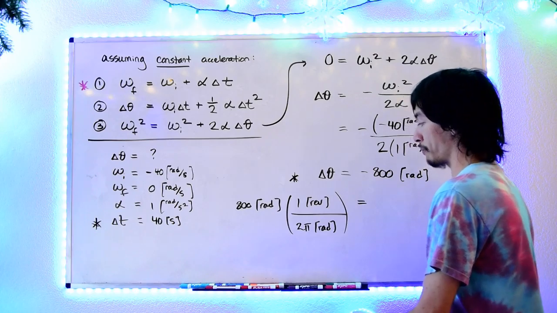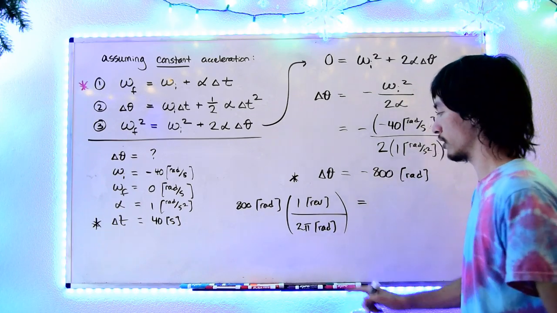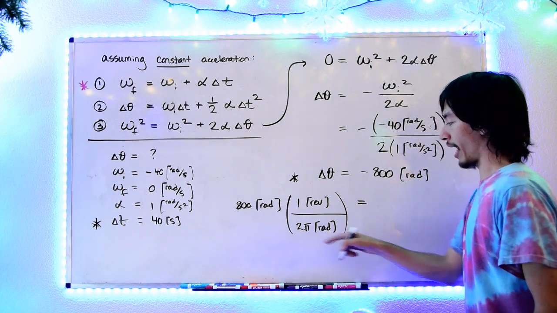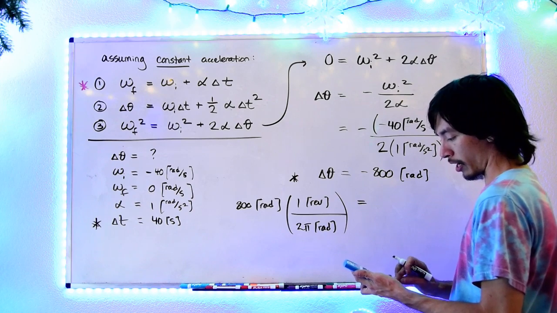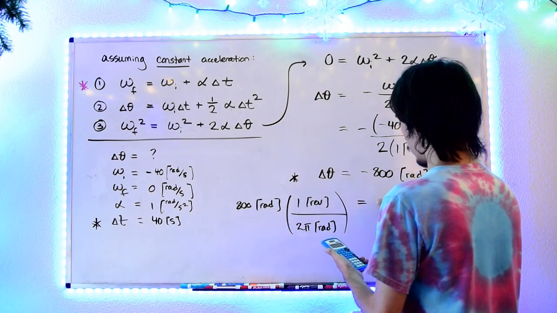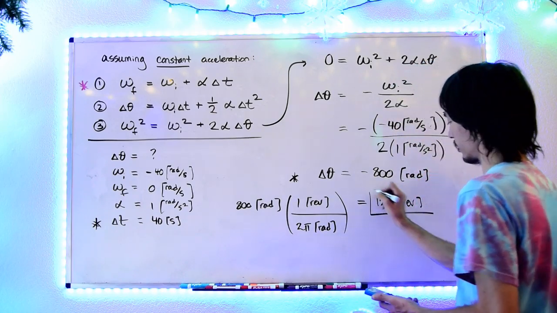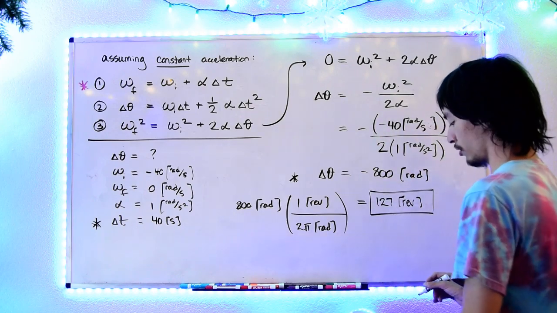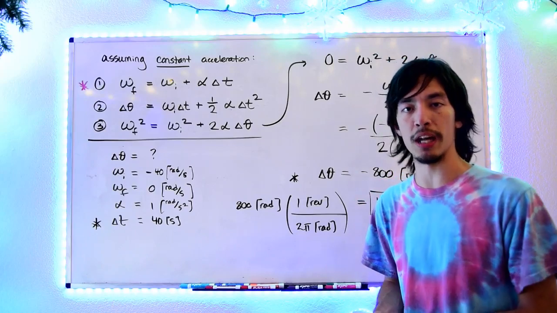I'd probably tell you about half the people get this wrong, surprisingly. Just a very simple thing. So make sure you mind that. In any case, the answer that you do get for this, when you do 800 divided by 2 pi properly, gives you 127 revolutions for this. Okay. So the pulley turns through 127 revolutions clockwise before it stops.